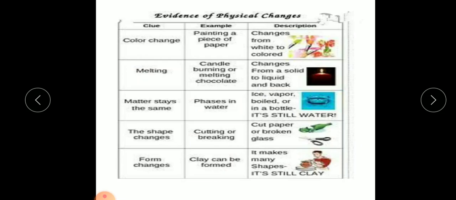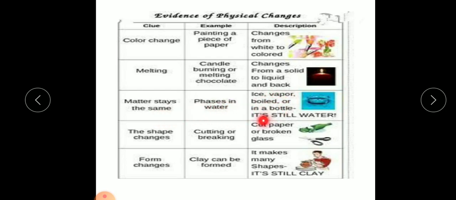Let us see with examples. We have got 3 columns: clue, example, and description. Color change. These are the evidence of physical color change. Painting a piece of paper changes it from white to colored. So it's a physical change because the substance remains the same. Melting. Candle wax or melting chocolate changes from a solid to liquid and back. Matter stays the same.